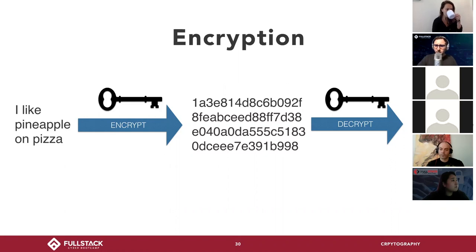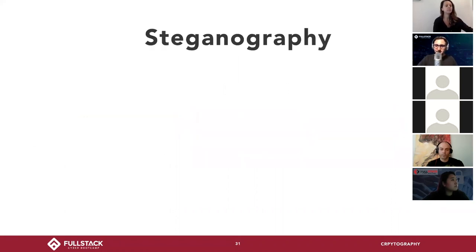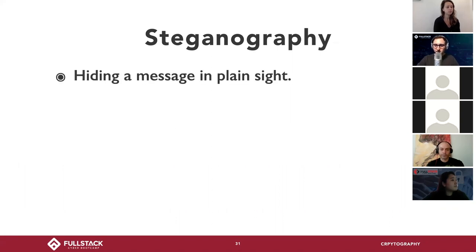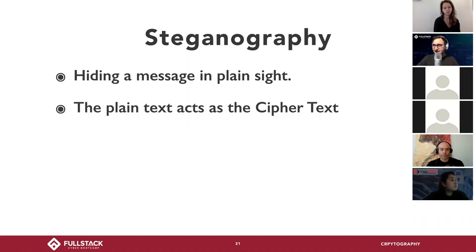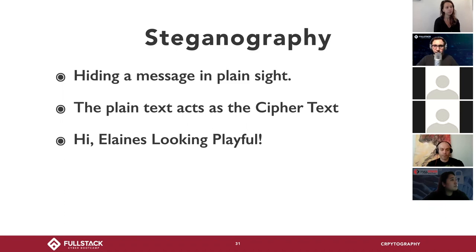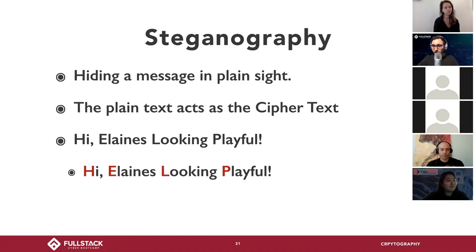Let's talk about one way of doing this that almost seems silly, which is called steganography. The idea behind steganography is simply hiding a message in plain sight. In fact, you've been looking at a message this entire time and not even knowing it. And I'm going to prove this to you in just a moment. When we talk about hiding a message in plain sight, basically the plain text acts as a ciphertext. So I can say something like, hi, Elaine's looking playful, right? And you're all like, that's a sentence that Corey said, and that's kind of weird for him to bring up. But really what I'm trying to say is, help, please, I'm tired. It's Saturday morning. I want to sleep, right?